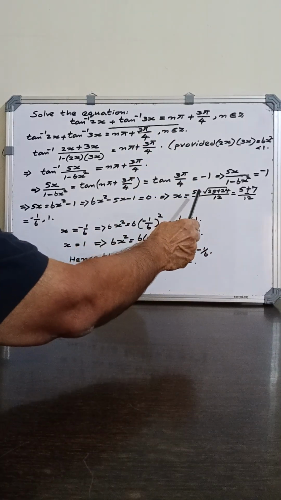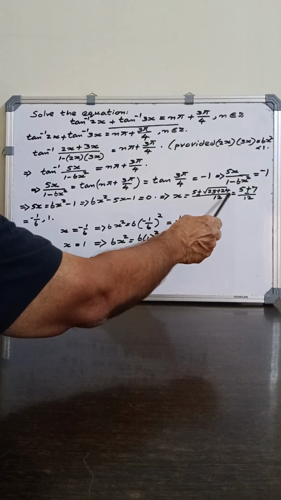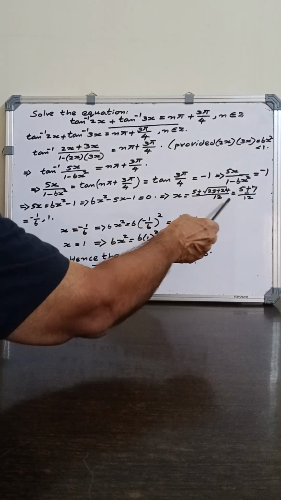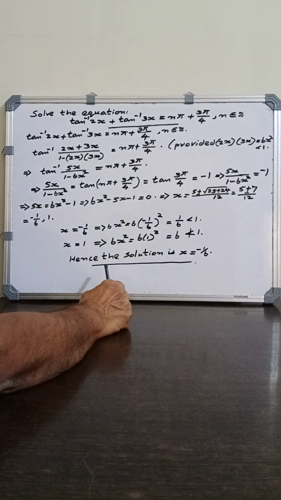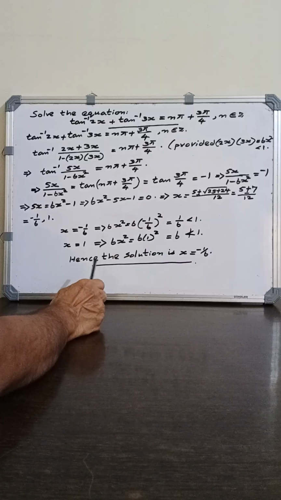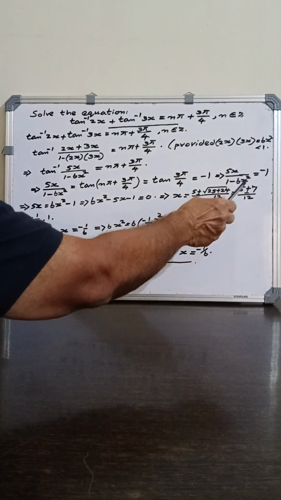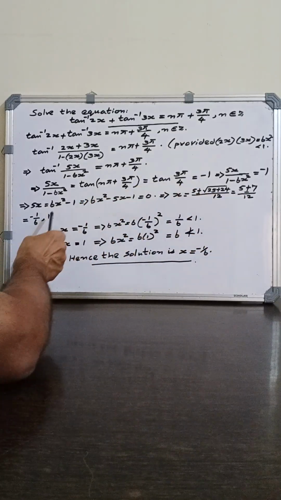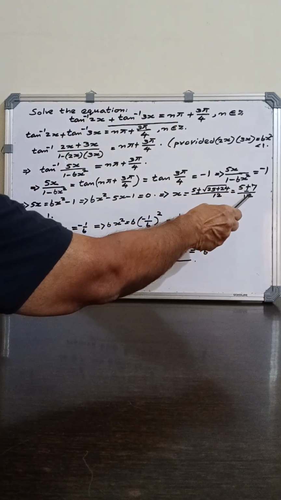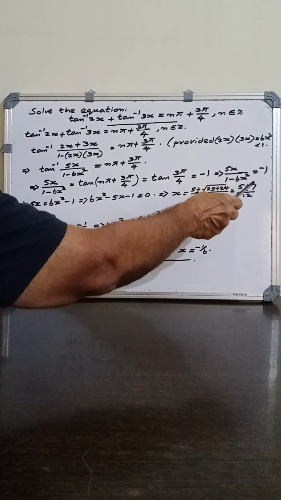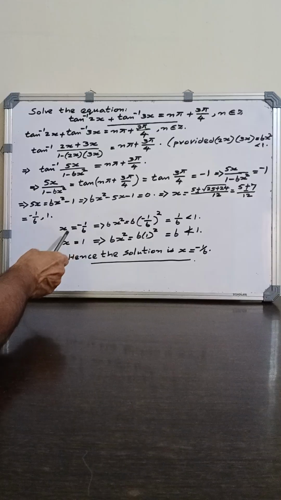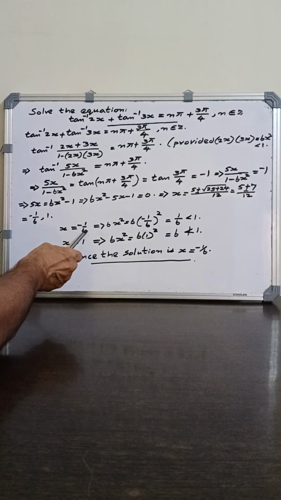That is 5 plus or minus root 49. Root 49 is 7. That is 5 plus or minus 7 by 12. 5 plus 7 by 12 is 12 by 12, that is 1. And 5 minus 7 by 12 means minus 2 by 12, that is minus 1 by 6. Those are the values here. x equals 1 or x equals minus 1 by 6.